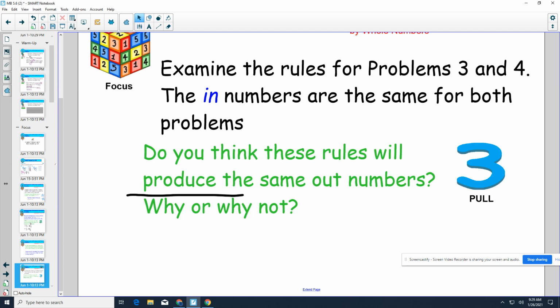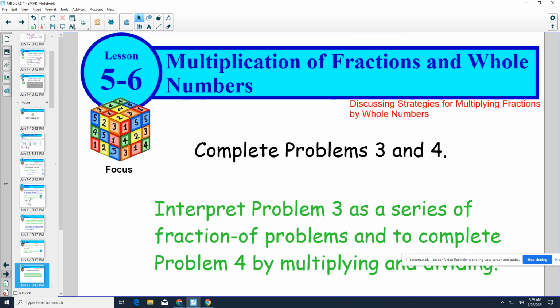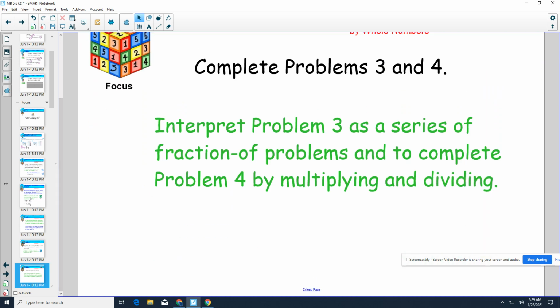Do you think these rules will produce the same out numbers? Why or why not? They use the same n number, so I want you to think about that. If it's dividing by a unit fraction, will it be the same? Okay, now I want you to pause the video and complete problems 3 and 4. Interpret problem 3 as a series of fractional problems and complete problem 4 by multiplying and dividing. So pause the video now and complete those and then come back.